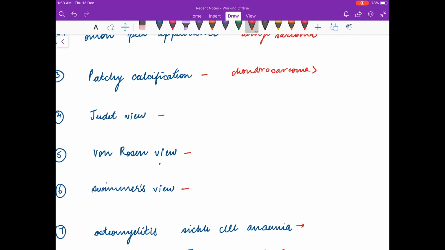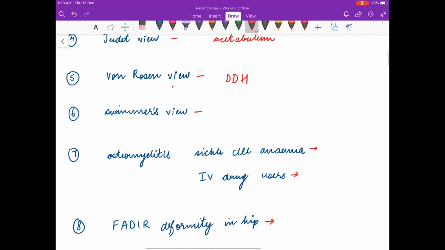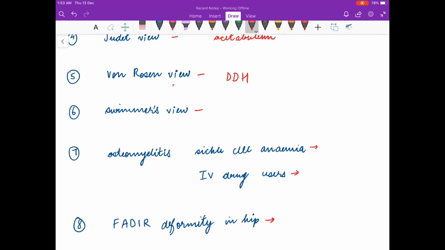Popcorn calcification is seen in chondroblastoma. Judet view is for acetabulum. Von Rosen view is used in DDH. Swimmer's view is for seeing the cervicothoracic junction.